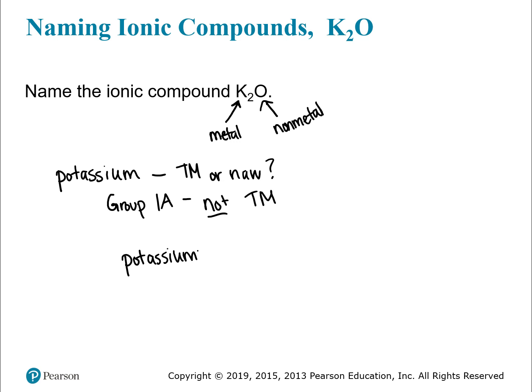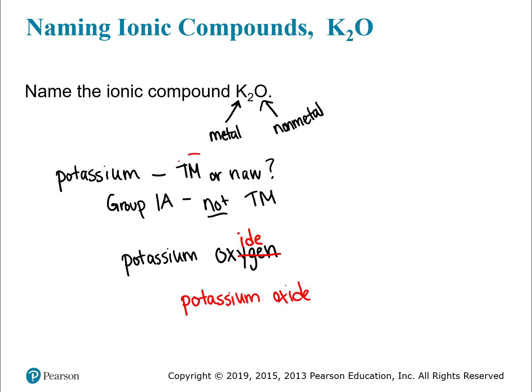The second part involves naming the nonmetal ion that is formed. You're going to start with the word oxygen because that's what O is. We keep the first syllable and get rid of everything else. Replace it with IDE so that the full name is potassium oxide.